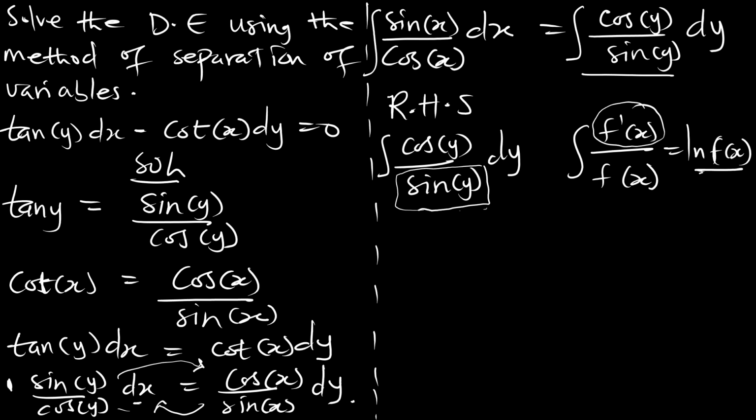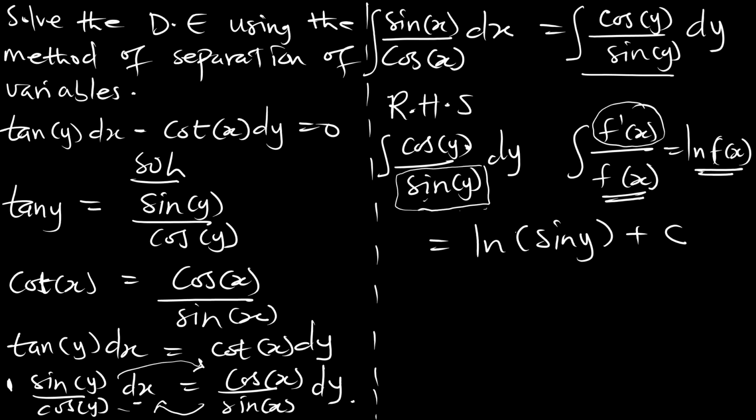The answer is the natural log of the function. So if we differentiate sine y, yes, we are getting cos y. So at the right hand side, the final answer is going to be ln of sine y plus c. You can also use the method of substitution to solve. If you are not sure with this shortcut, you can use method of substitution where you let your y be equal to that and you solve. Are we okay?